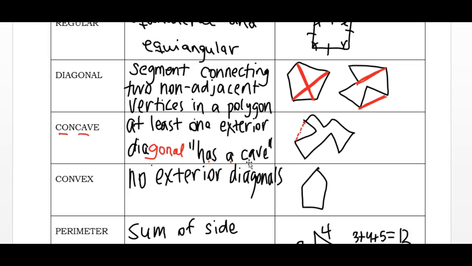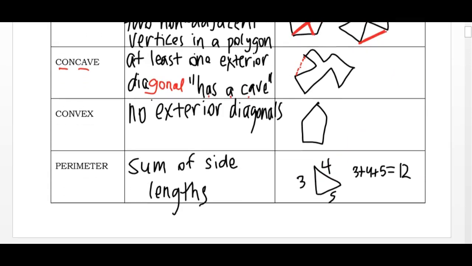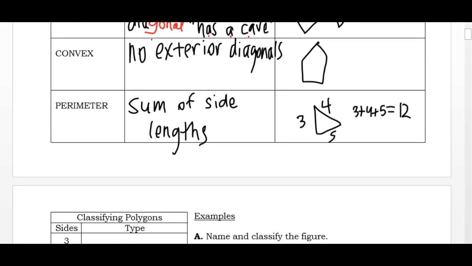The last word I have on the definitions for this assignment is perimeter. Perimeter is the sum of the side lengths of the polygon. So the example here, I have a triangle with sides labeled 3, 4, and 5. The perimeter would be adding 3 plus 4 plus 5 to get 12.